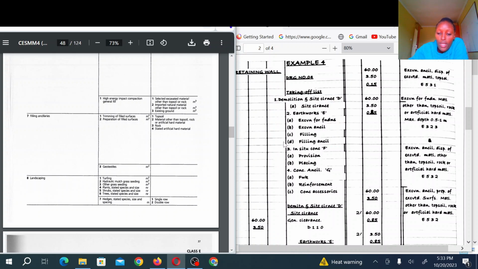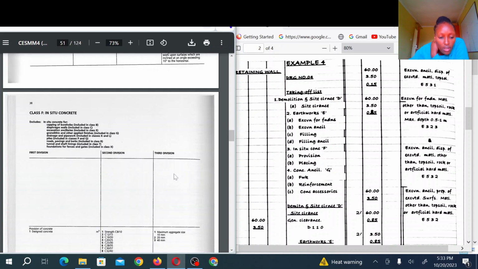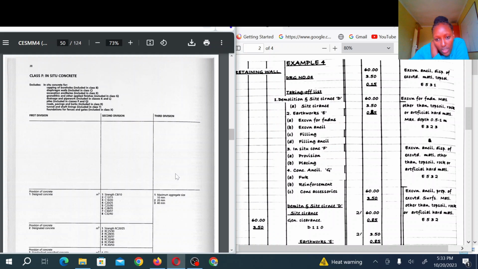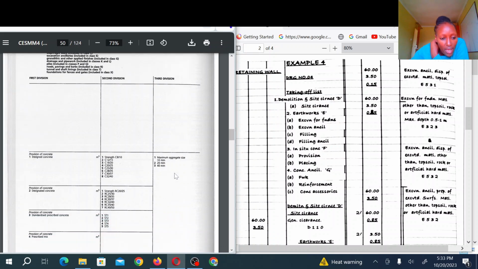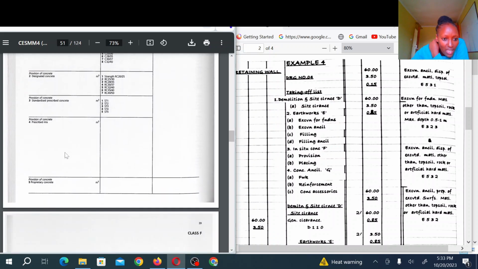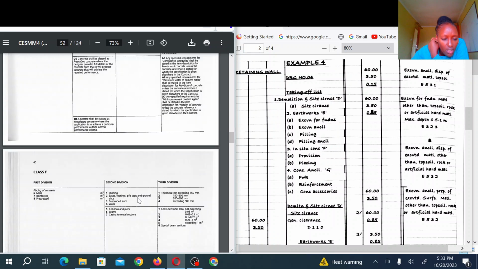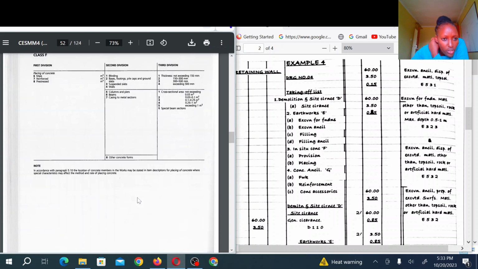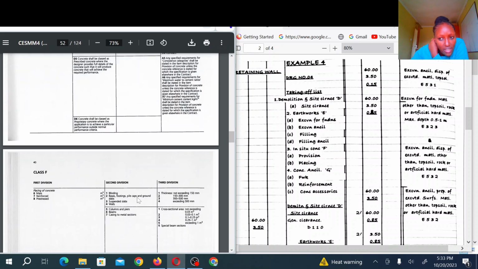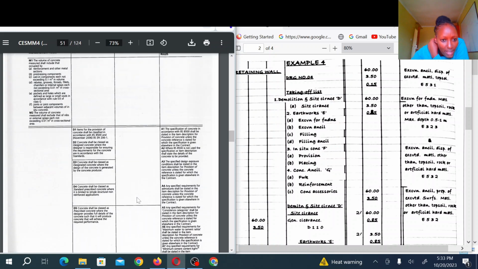After that, we will move to Class F. Class F talks about in situ concrete. In situ concrete talks about provision of concrete, and Class F also talks about placing of concrete. First of all, it's how we provide concrete. Then the second thing, how we place the concrete.